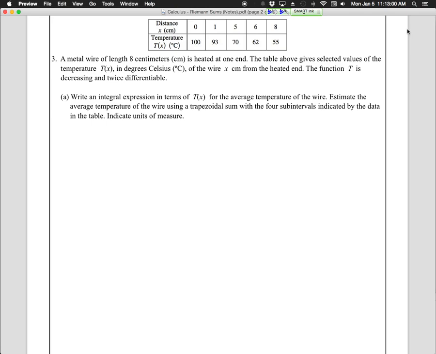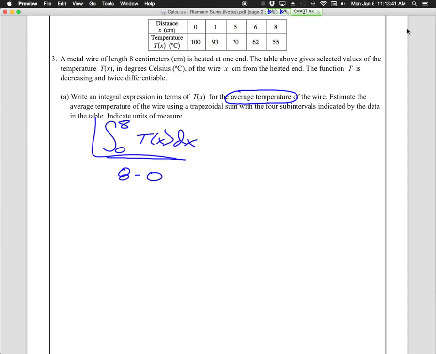It says write an integral expression in terms of T of x for the average temperature of the wire. And we're going to stop right there, and that right there should be blinking at us. Average temperature. How do I find average temperature? Change in the function above over the change in time. Now, how do I get the change in the function above, temperature? Integration. So what would that look like? 0 to 8 of T of x dx. So what does this right here represent? That represents the change in the function above, temperature. And this down here represents what? The change in time.